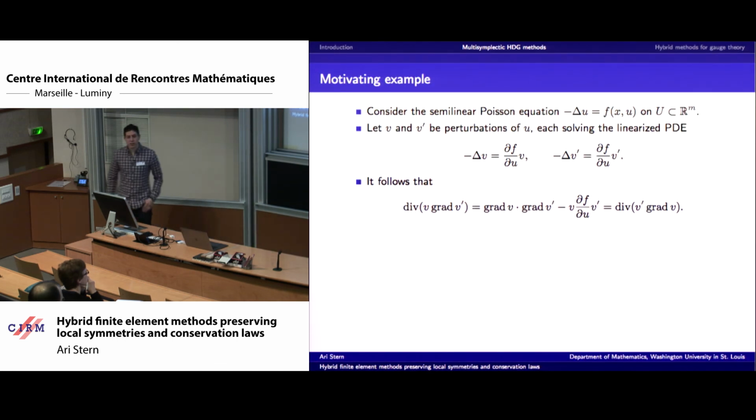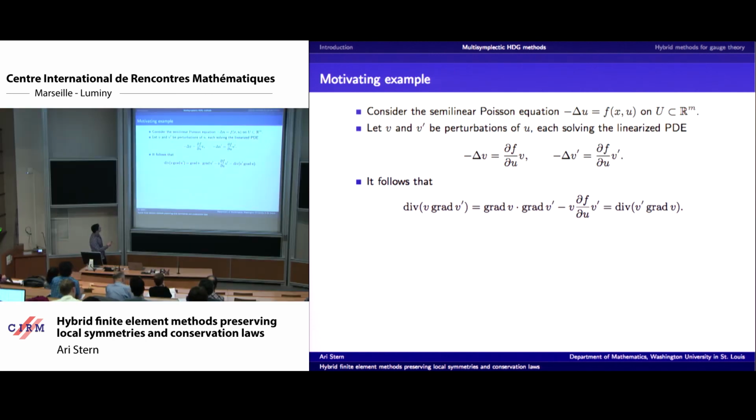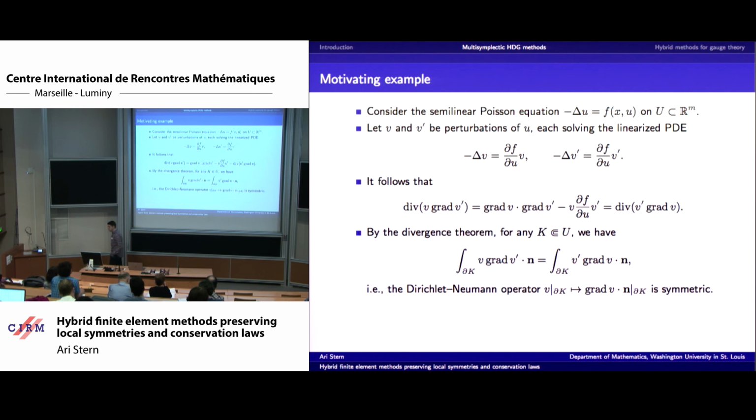And if I do a little bit of vector calculus using Green's identity, I see that if I look at these two solutions, v and v prime, and take the divergence of v grad v prime, that equals this expression by Green's identity, and this is symmetric in v and v prime, so it's actually also the same as div v prime grad v. So this expression is symmetric in v and v prime. If I integrate over a subdomain K, I get the following integral expression of this.